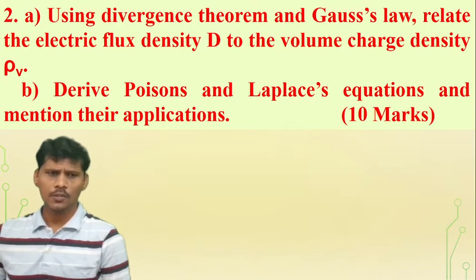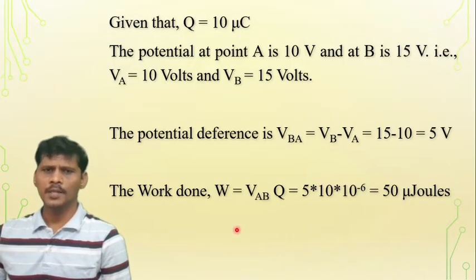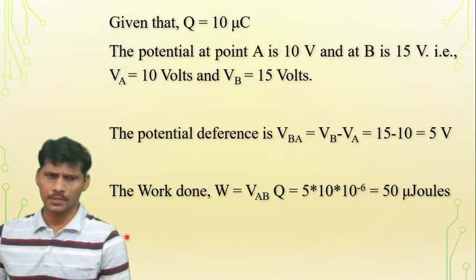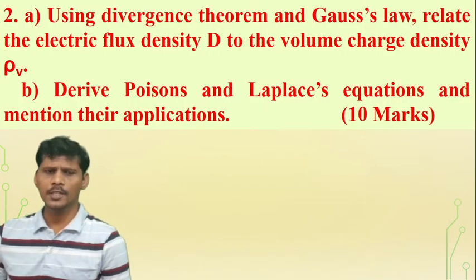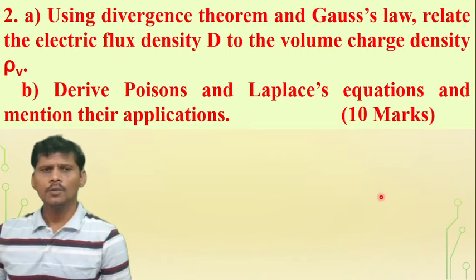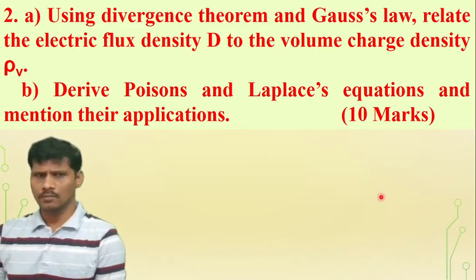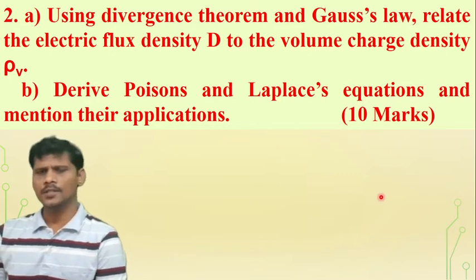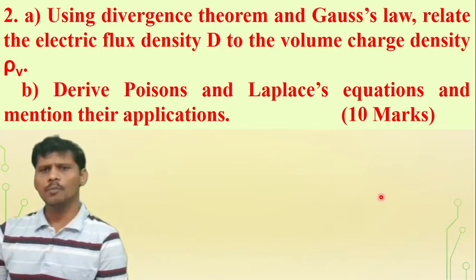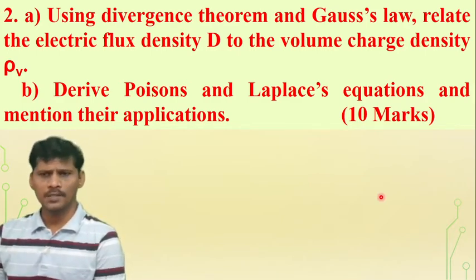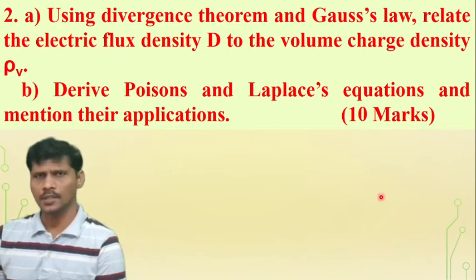These two are the short answer questions in the May 2017 question papers, first unit short answer questions. So coming to the essay type questions. Question number 2A: using divergence theorem and Gauss law, relate the electric flux density D bar to the volume charge density. Question number 2B: derive Poisson's equation and Laplace equations and mention their applications.